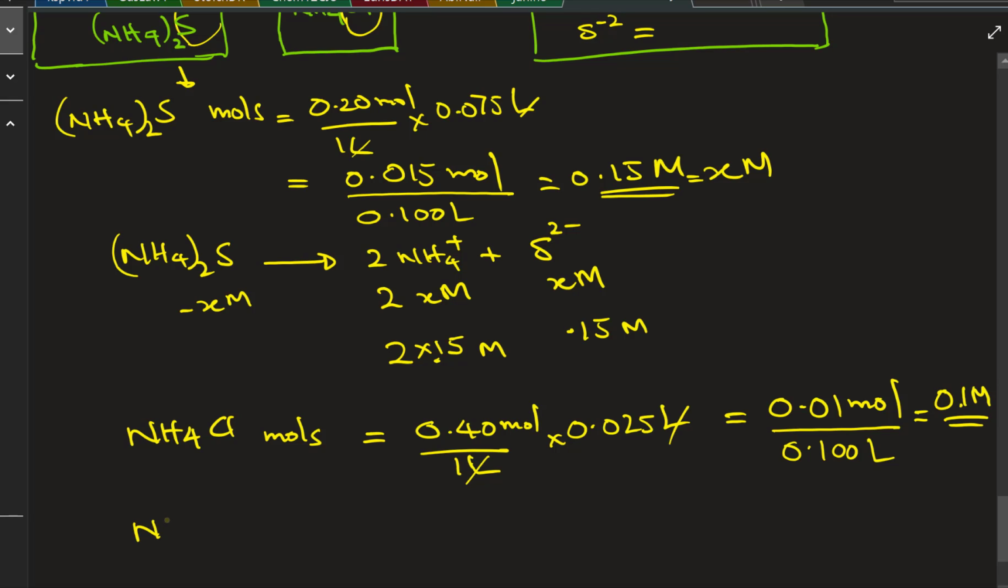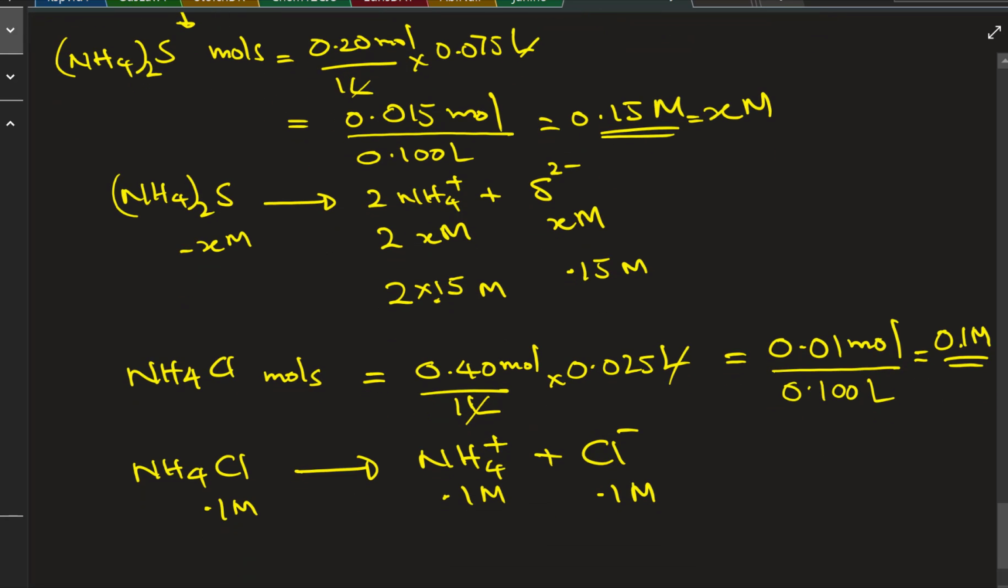So that is actually the x molar, right? Now write the formula, break the salt, dissociate the salt. It's 1 to 1, it's easy. Minus 0.1 molar goes into 0.1 molar, 0.1 molar, right? Now ammonium is coming from two sources.